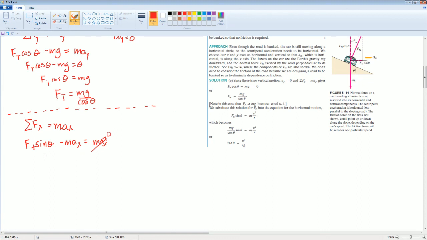You should have ft sine theta is equal to m ax, right? Because this became 0. Sorry, ax, so this becomes 0. The ax, it's a centripetal acceleration, becomes v squared over r. So this is ft sine theta is equal to m v squared over r. All right.